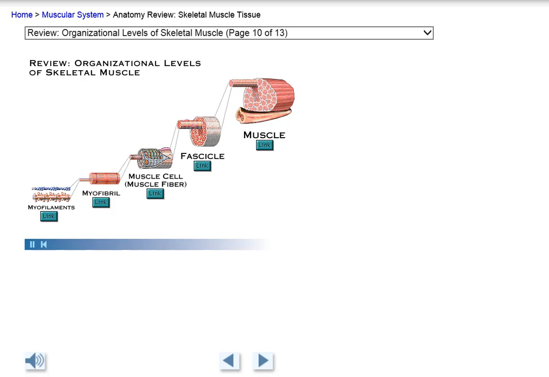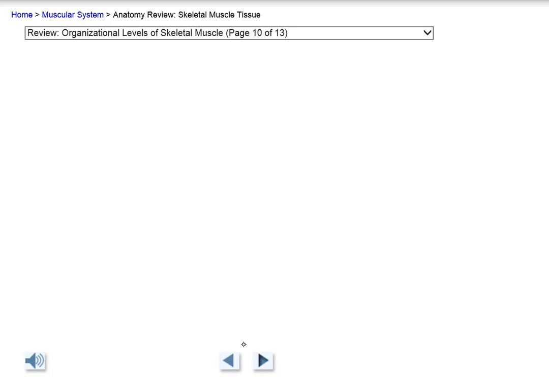This bundle within a bundle organization is well suited to the function of skeletal muscle, as we'll see throughout the module. Click a link button to review a structure in more detail. If you use a link button, you can return to the page you started from by clicking the return button.